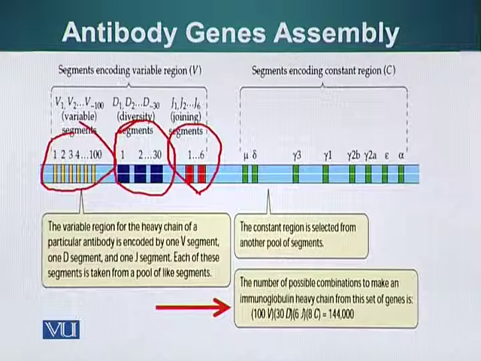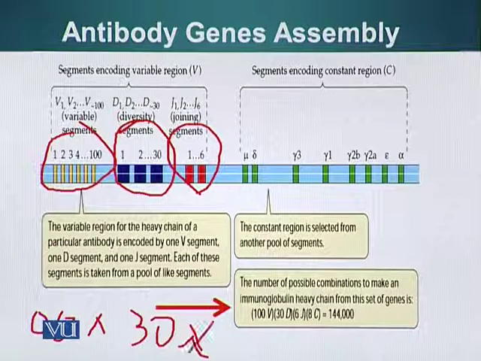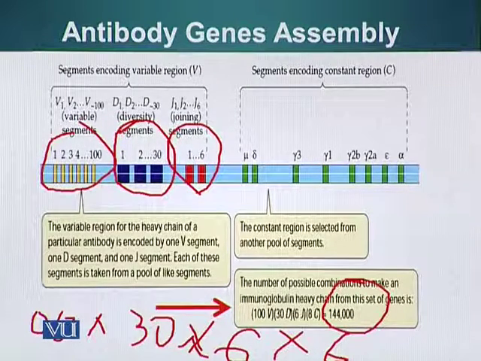The simple formula is we multiply 100 times 30 times 6, and if we consider that there are 6 constant regions, we multiply by 6, and we come up with a number which is 144,000. So this is just for the heavy chain.